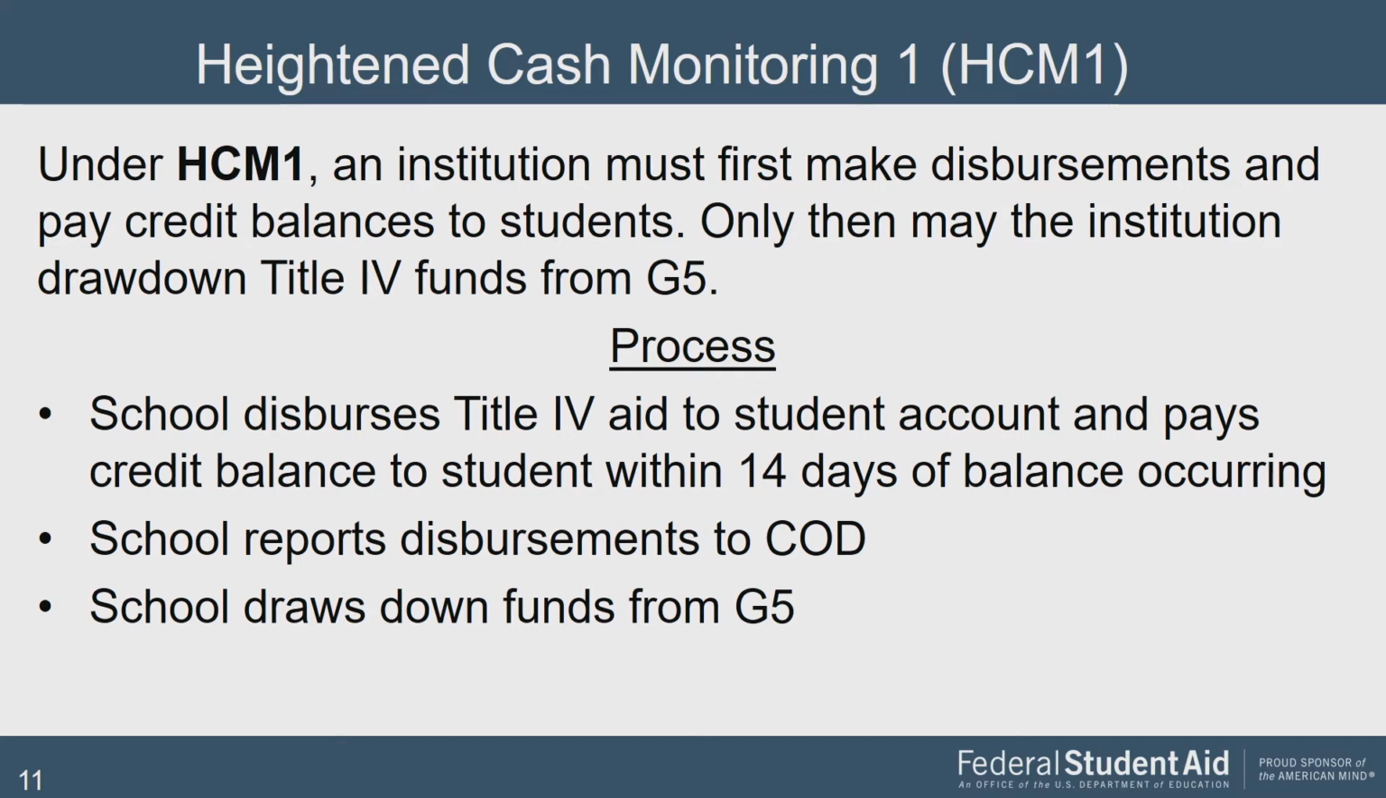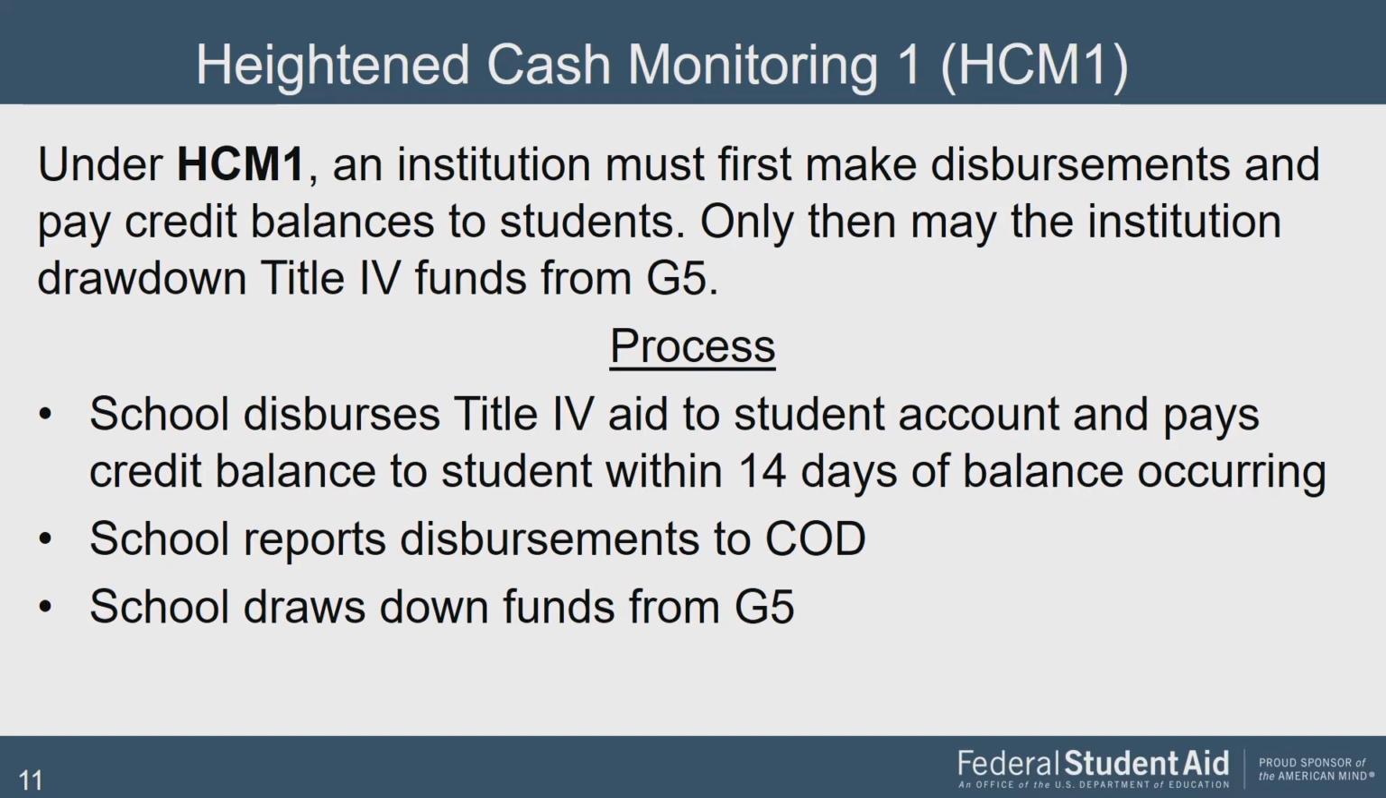If for whatever reason there's a reason to question how you actually go about making disbursements, or there are any other administrative capability issues that might come up in audits or program reviews, the school could be placed on heightened cash monitoring 1. Now, this is the most lenient method of cash monitoring, whereas you still have access to the G5 account. You still have access to make payments to the student.